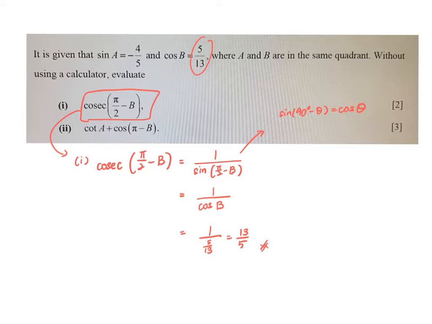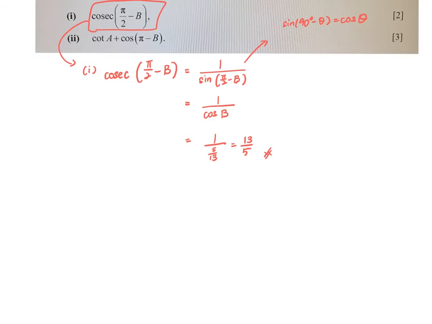Okay, now next question, we are looking at part 2, where we're going to find cotangent A plus cosine of pi minus B. Now cotangent A is the same as 1 over tangent A, and cosine of pi minus B is the same as the negative of cosine B. So I hope you still know your supplementary angle formulas well, because you can treat B as acute and pi minus B is basically inside the second quadrant, where cosine is negative. That's why I have a negative sign.